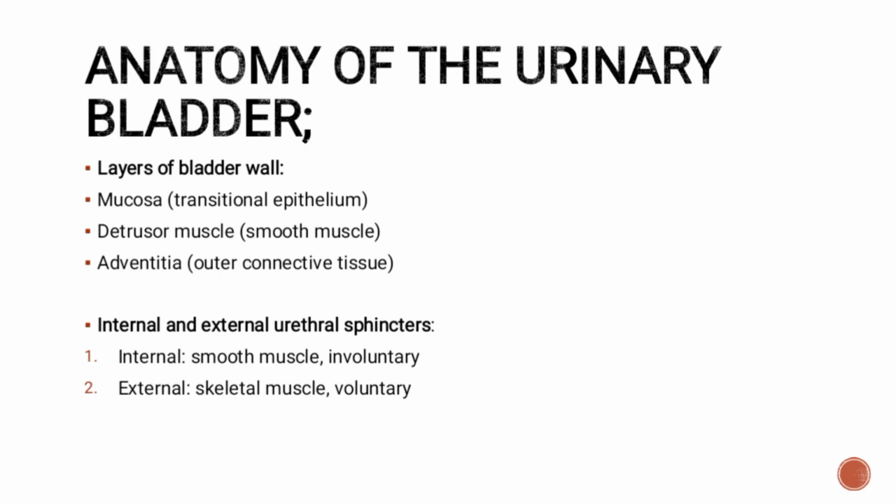Then we will recall the anatomy of the urinary bladder once again. The urinary bladder has three major layers. The mucosa is lined by the transitional epithelium that stretches as the bladder fills. Secondly, the detrusor muscle is the thick, smooth muscle layer responsible for contraction during urination. At the bladder outlet, two sphincters regulate urinary flow. First of all, the internal urethral sphincter, situated at the bladder neck, is controlled involuntarily by the autonomic nervous system, and the external urethral sphincter, made of skeletal muscle, is under voluntary control.